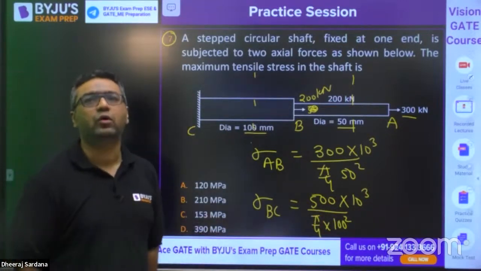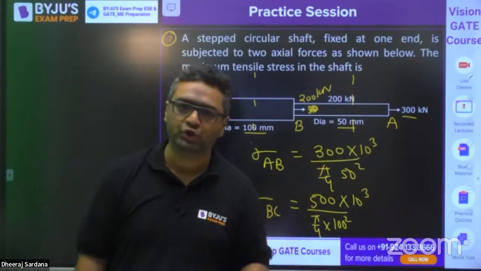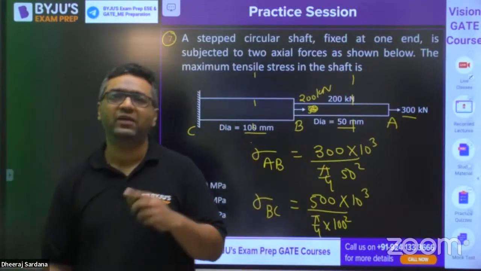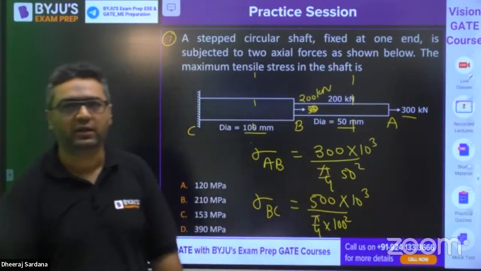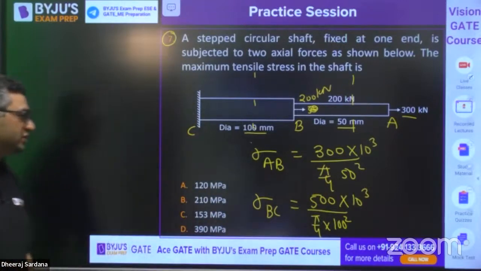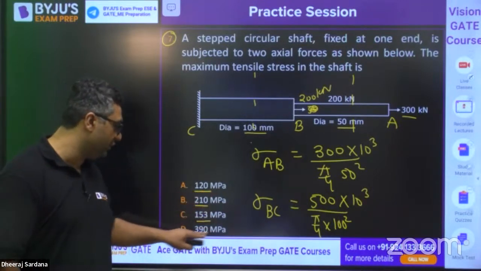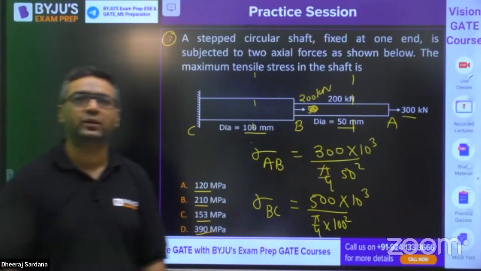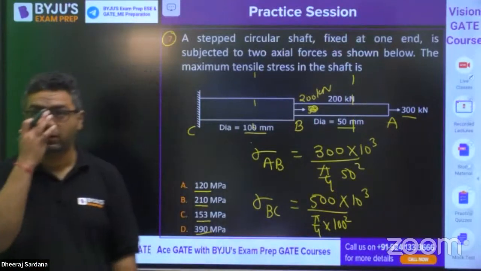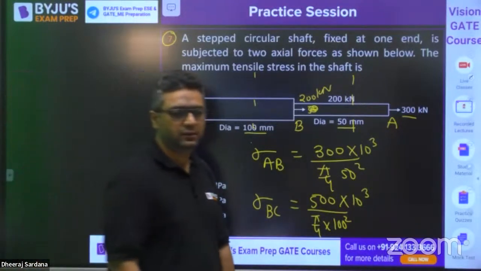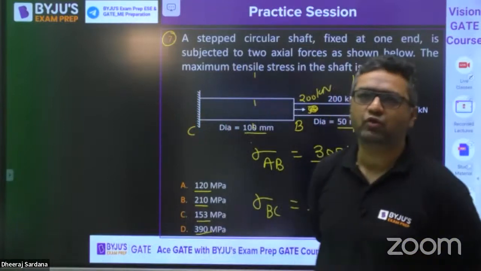Then we have questions from pure bending, from pure torsion, from SFD, BMD, deflection, thin pressure vessels, everywhere. So please tell me what would be the answer for this. 120, 210, 153 or 390. What will be the answer for this one? Tell me guys. The answer for this question.